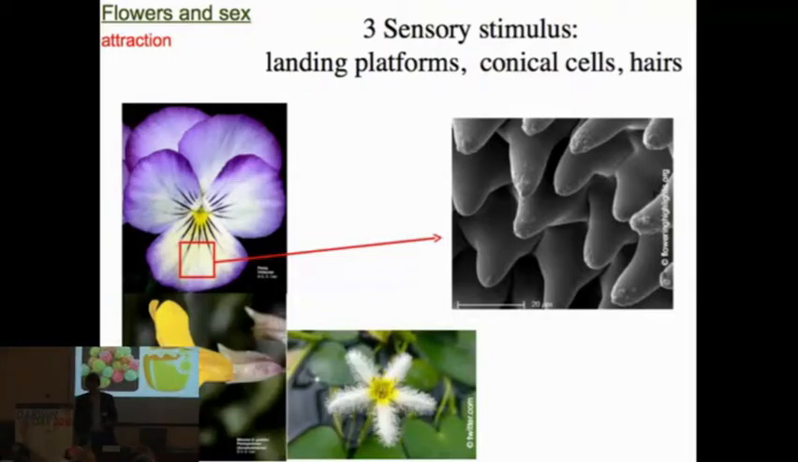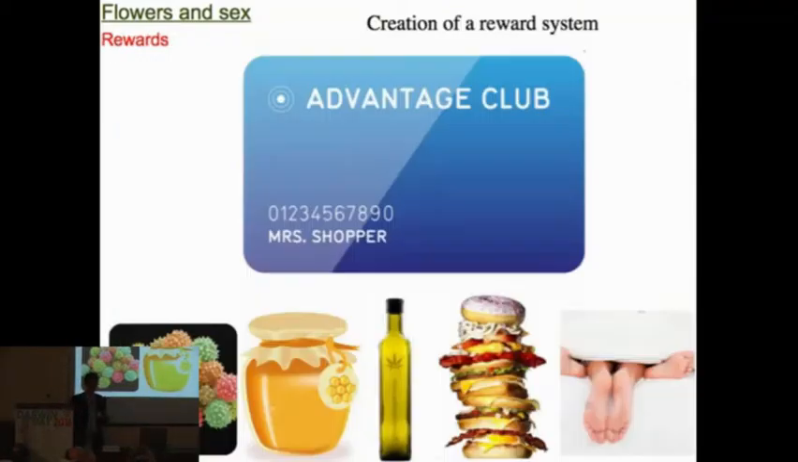Now, once the visitor is in the flower, there is a reward system. And the reward system is to make the bees or the pollinator loyal. We want the bee to come back and to pollinate other flowers. And there are different ways to do that. The simplest way is production of pollen grains. Pollen grains are edible. They are a source of energy that insects eat.